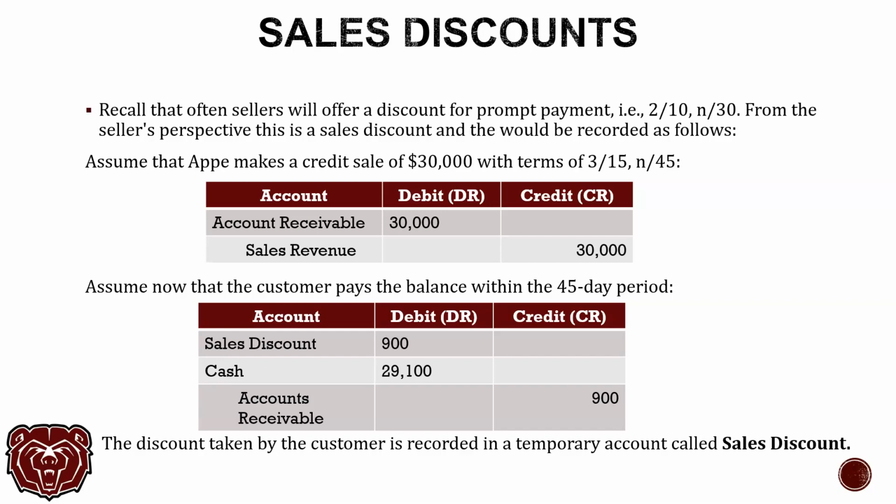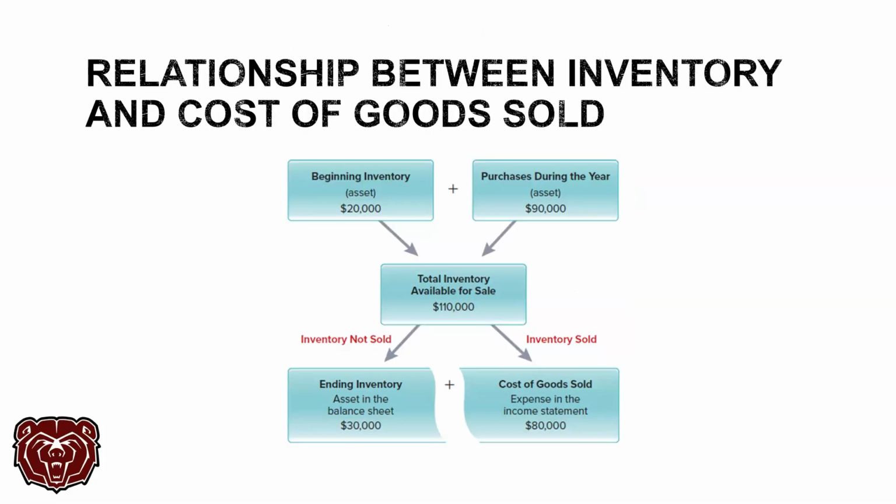And then we're going to decrease the AR account by $30,000, right? We're going to decrease it by the full amount, okay, because they no longer owe us that money, okay? We record the discount taken by the customer in a temporary account called sales discounts, okay?